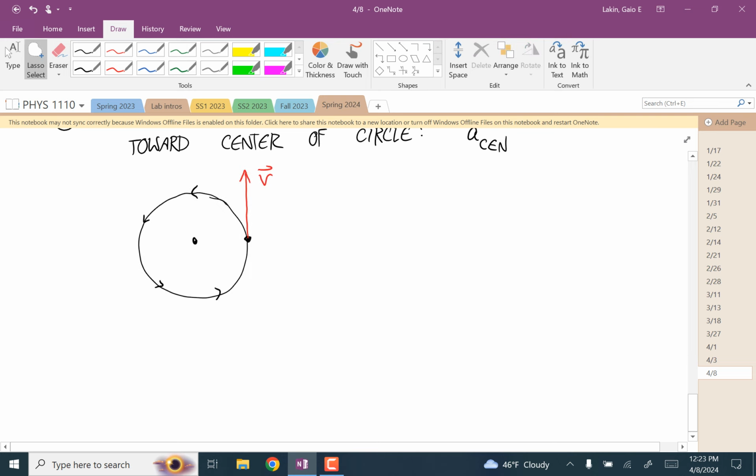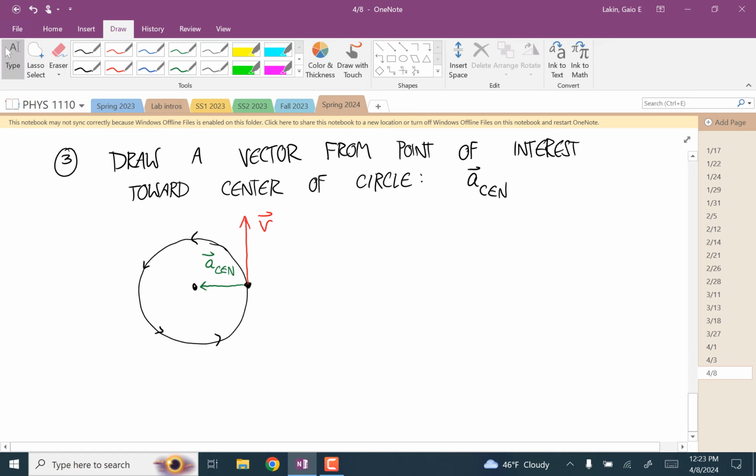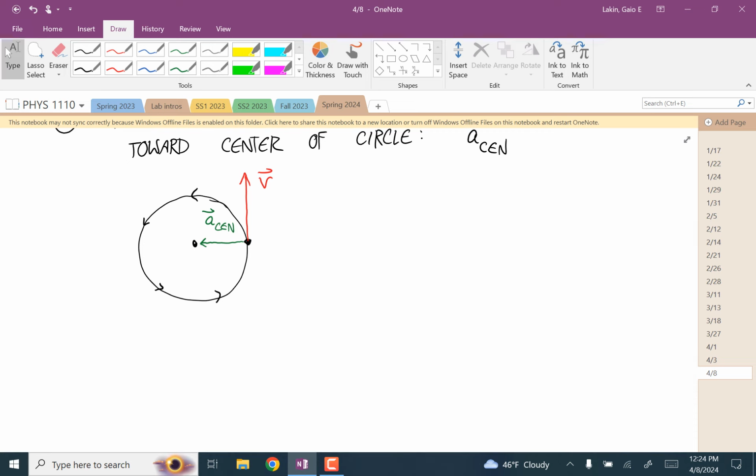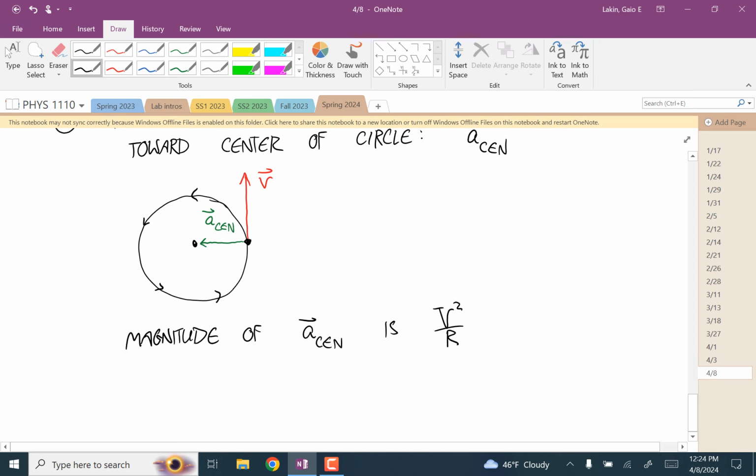Okay, so this is what we have so far. Now the centripetal acceleration goes from this point toward the center. The magnitude of the centripetal acceleration is v squared over r. So you can use that to calculate the components of that vector.